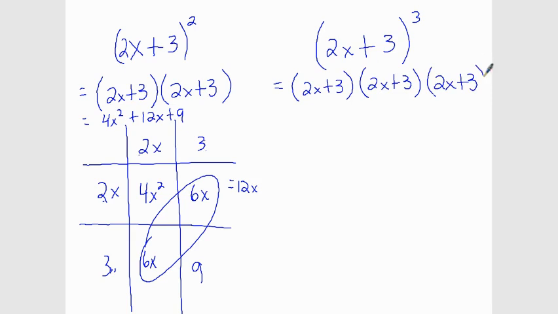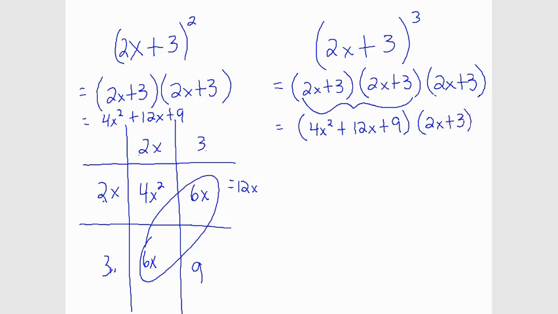So something multiplied by itself 3 times. Now, to do the area table, you would have to do the area table for 2 terms, find out what that is, which we have that. It's not a mistake that these bases ended up being the same. So this is 4x squared plus 12x plus 9, and then times 2x plus 3. Okay? And then we would have to do an area table for this.